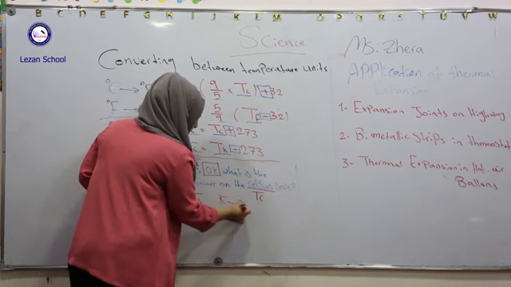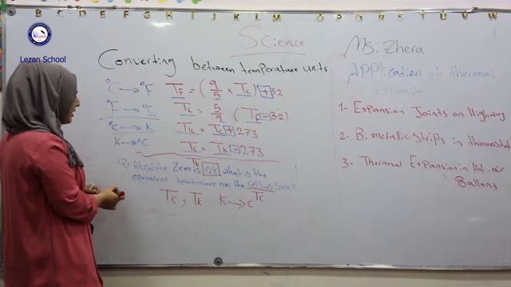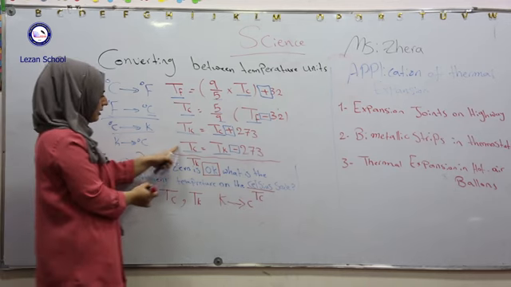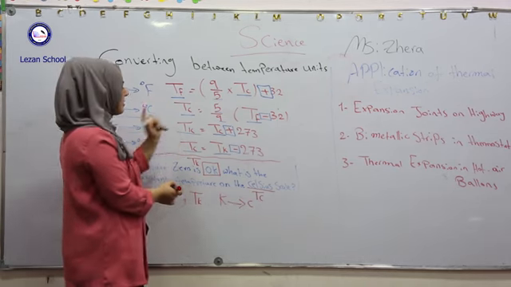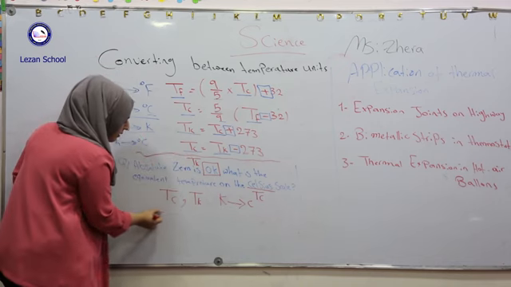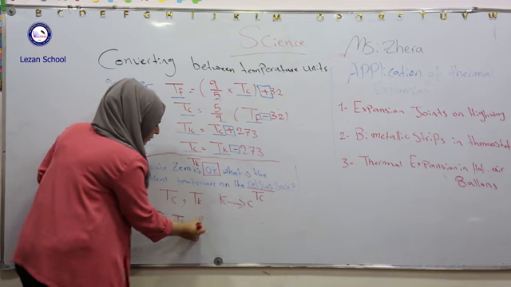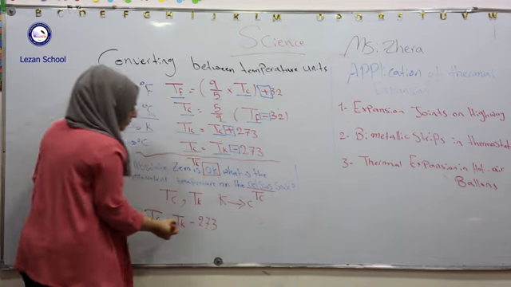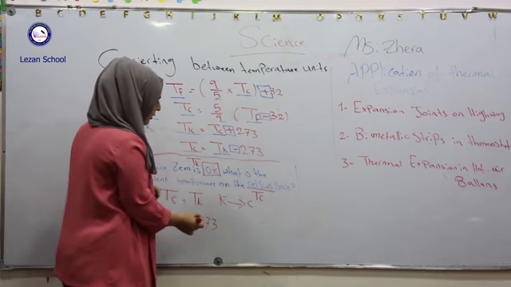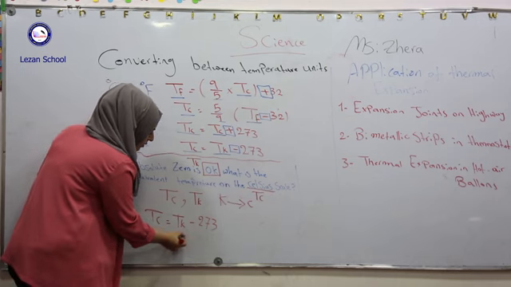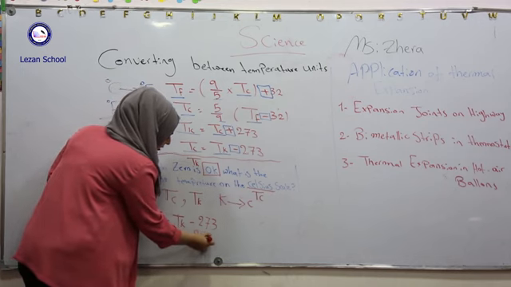K changed to C. Which rule is K changed to C? We have the rule here. You can find it and you can memorize it. Write down the rule first: TC equals TK minus 273. How much is TK in the question? 0 Kelvin. So 0 minus 273.